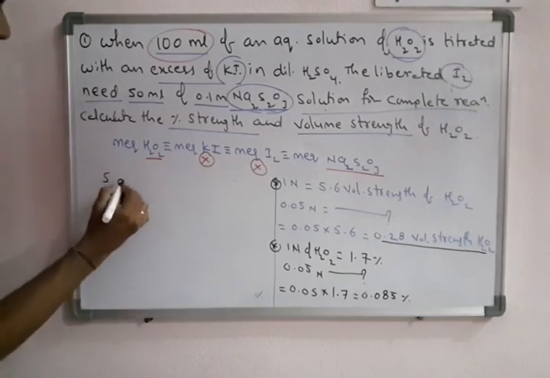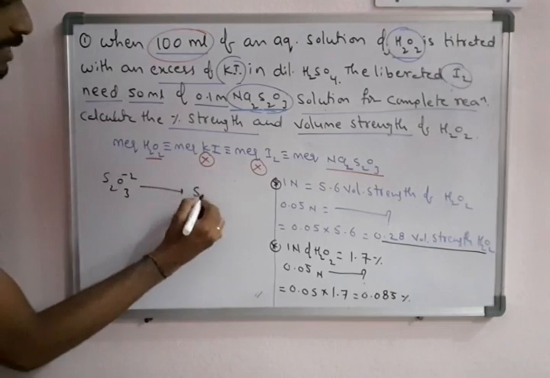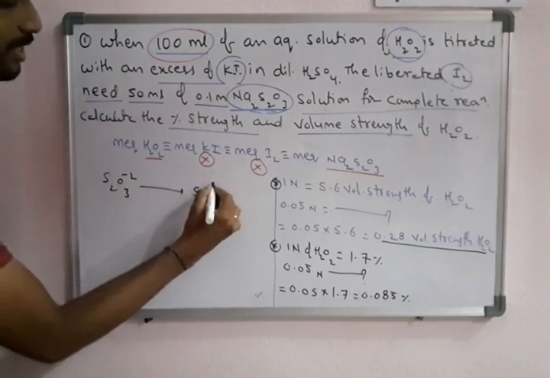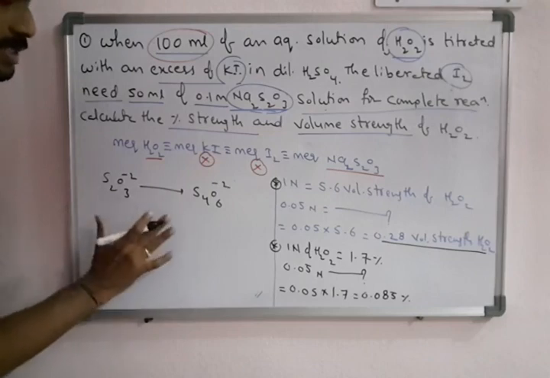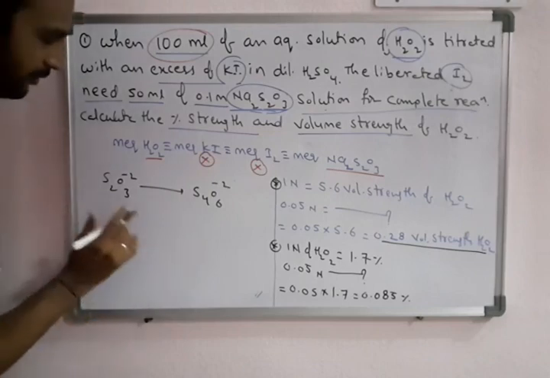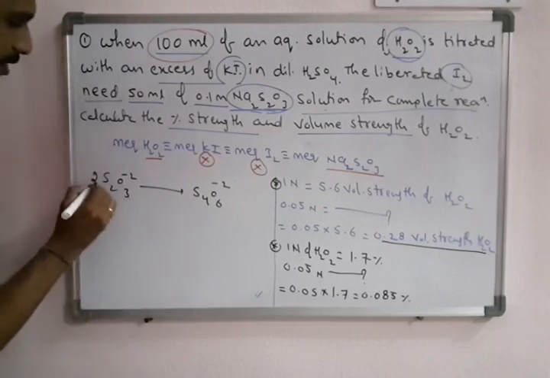So S2O3 minus 2 changes to S4O6 minus 2 in acidic medium. We must know this. So this reaction must be remembered. For balancing we will write this.